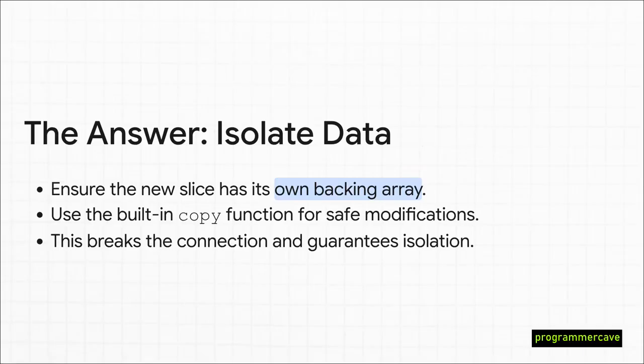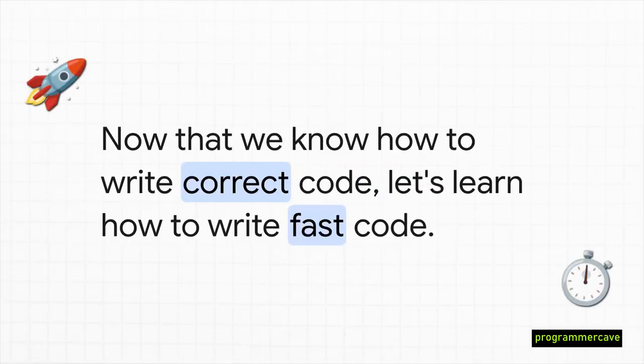You have to take control. You have to explicitly isolate your data. The only 100% guaranteed safe way is to create a brand new slice and use the built-in copy function. This makes sure your new slice has its own separate backing array. The connection is broken and the surprises are gone. So, now we know how to write correct code.